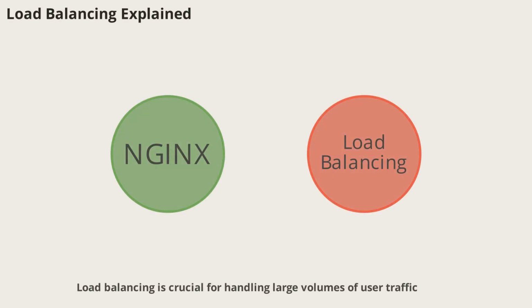Load balancing is crucial for handling large volumes of user traffic. NGINX is used to distribute requests across multiple API gateway instances, preventing bottlenecks and ensuring high availability. This technique allows the system to scale horizontally, accommodating growth and maintaining performance during peak times.